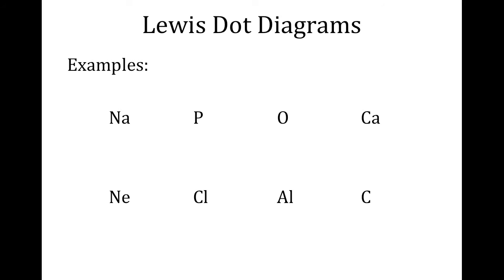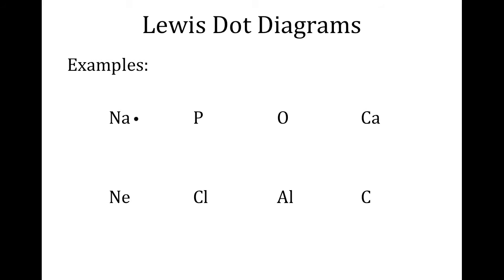Alright, so let's do a few examples. If we have sodium, if we look on our periodic table, it is in group 1. It's in the first column. That means it has one valence electron. So this one's really easy. We just draw one dot on one side of the atom. It does not matter which side that dot is drawn on.